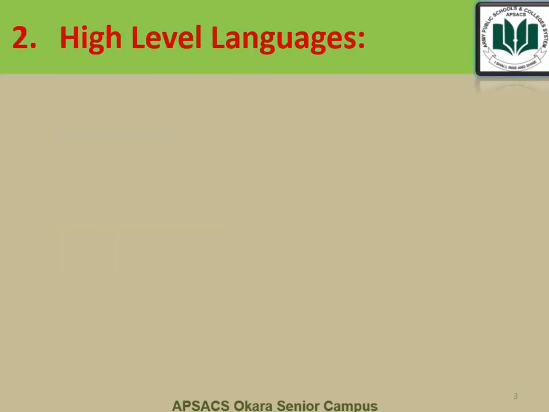So starting with the high level languages. High level languages are English oriented languages. We will be using English words like print, like scan, like go to. There are so many words of the English language in the high level language, used for writing computer programs.